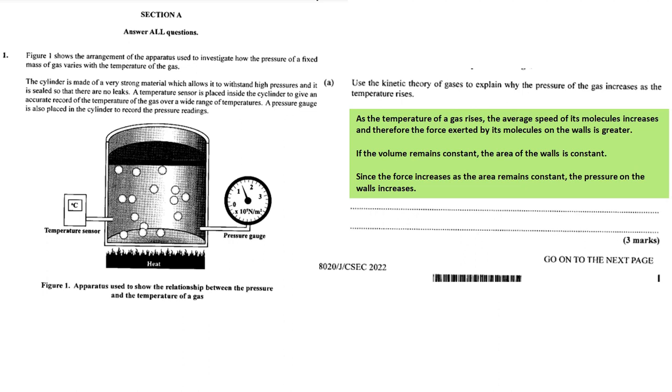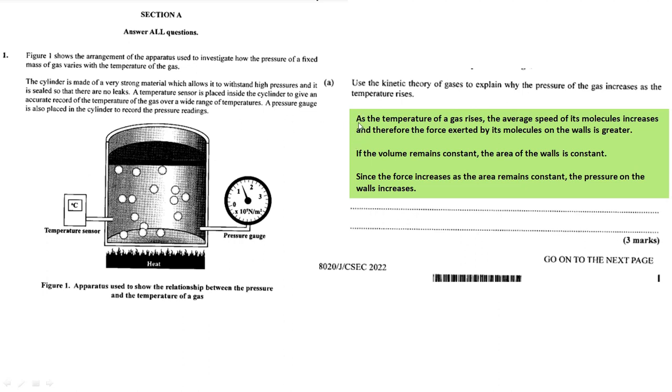So this is exploring the pressure law, and the title of the figure says apparatus used to show the relationship between the pressure and the temperature of a gas. It says use the kinetic theory of gases to explain why the pressure of the gas increases as the temperature rises. Well, I took this straight out the book, but we all know if you have a fixed volume, because that's basically what the pressure law says. If you have a fixed volume of gas and you raise the temperature, the pressure is going to increase because the gas is not going to expand. It's a fixed volume, constant volume.